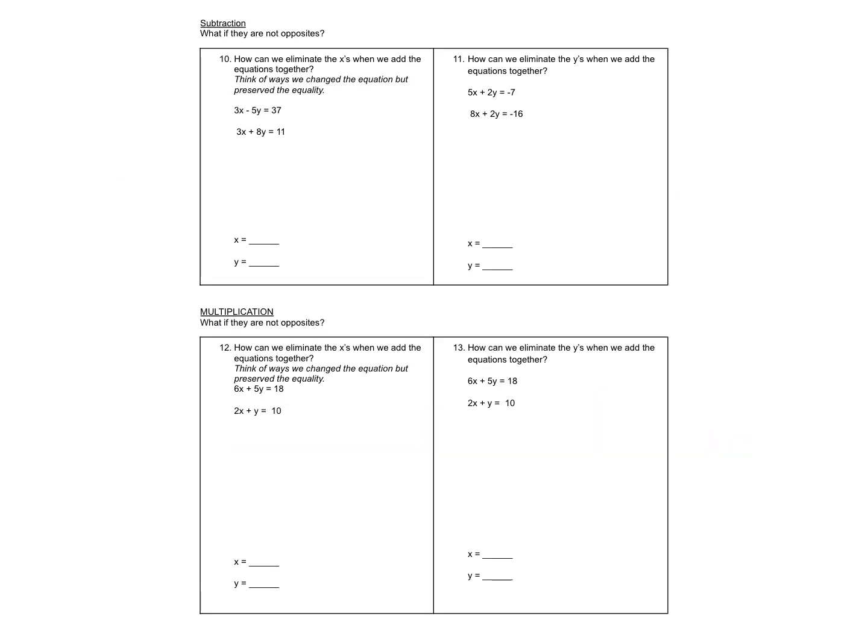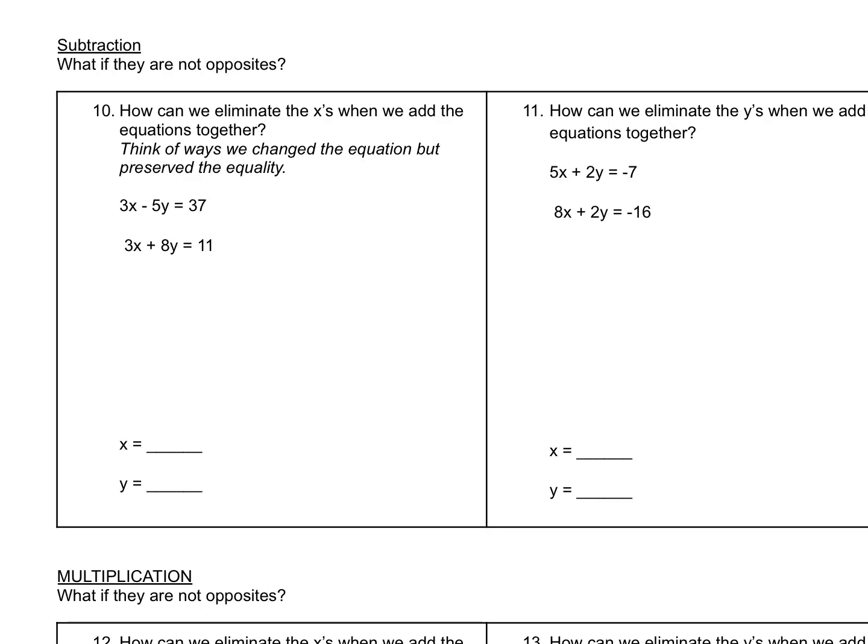Now let's take a look at what happens when they are not opposites of each other. So number 10, how can we eliminate the x's when we add the equations together? Again, think of ways that we change the equation but preserve the equality. I have 3x minus 5y equals 37, and 3x plus 8y equals 11. How could I possibly get rid of the x's?